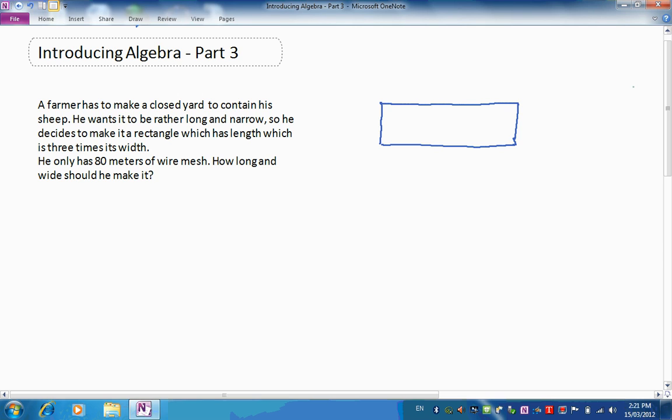Here we are back again, and if we use algebra, we might say, well, let the width be x metres, and the length is 3 times this, so that is 3x metres. And if it's a rectangle, then this other side here will be 3x, and this other side here will be x.